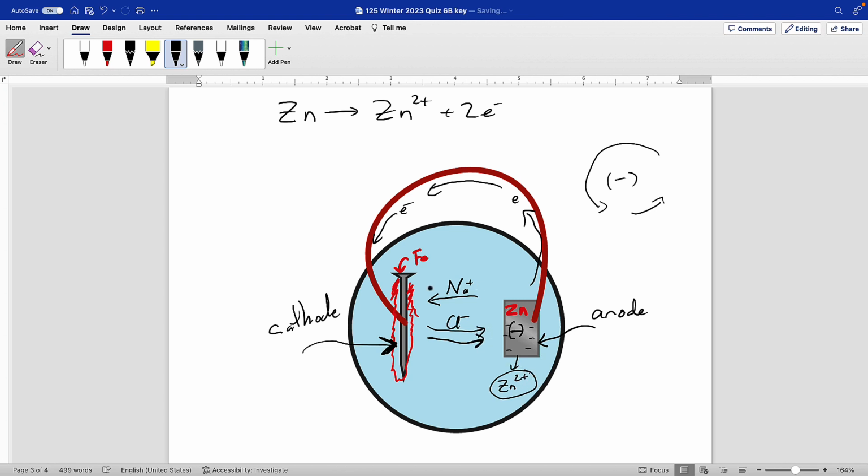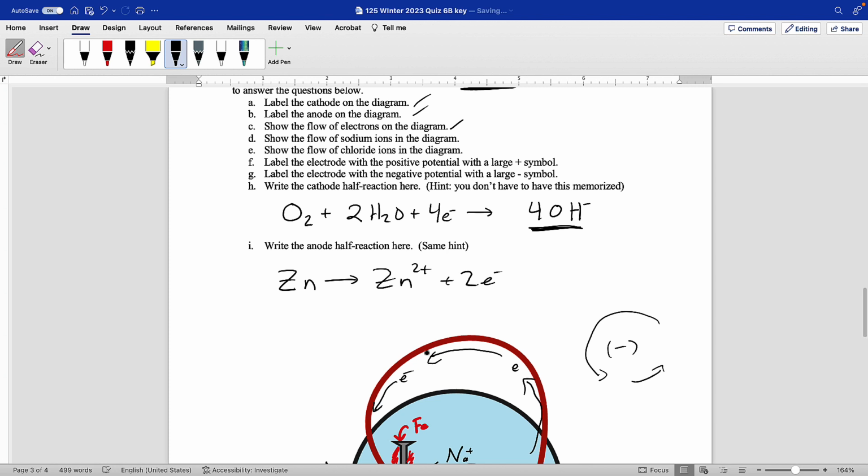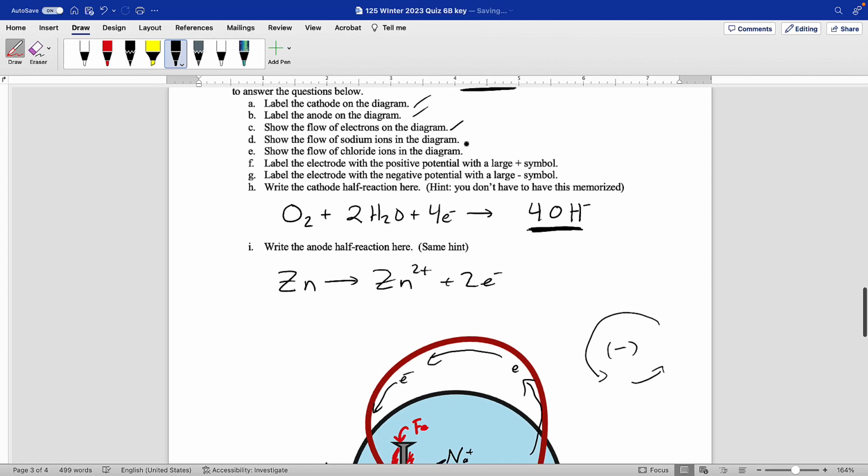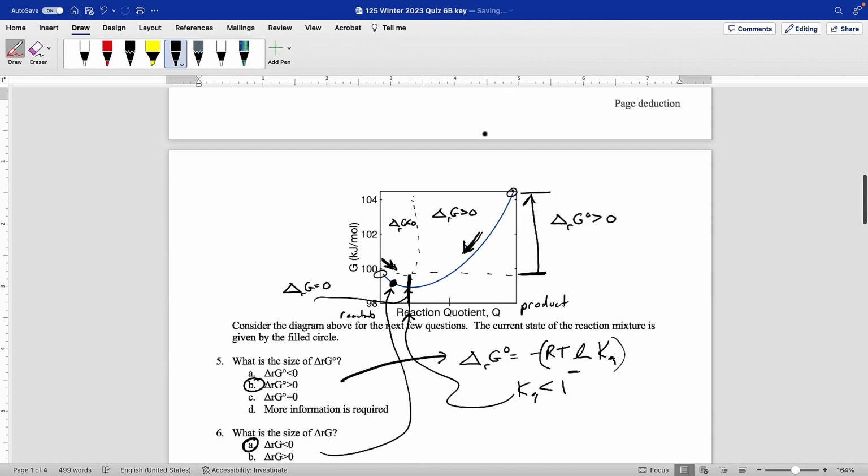On the other side, if we look at our iron, if we look at our half reaction here, we have hydroxide being produced. So we have to somehow balance those negative charges, and so our sodiums are moving in this direction. Okay, so we've got our flow of ions. Oops, where is that?